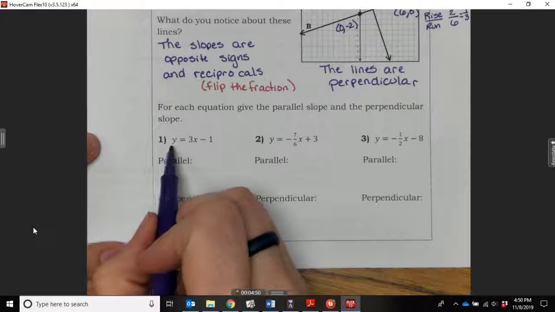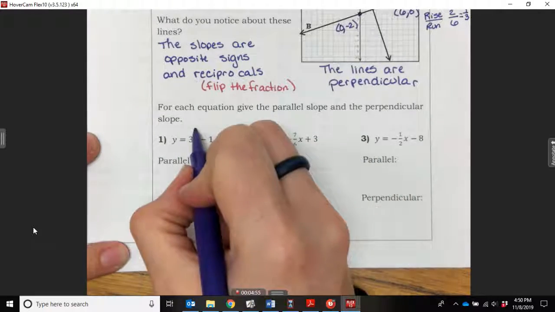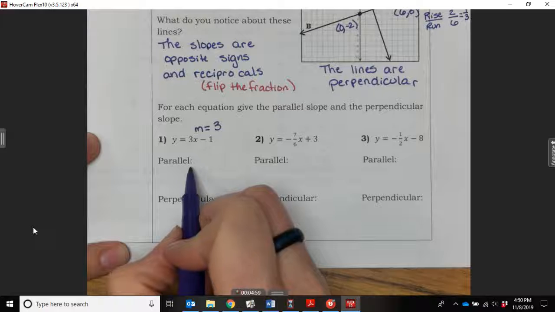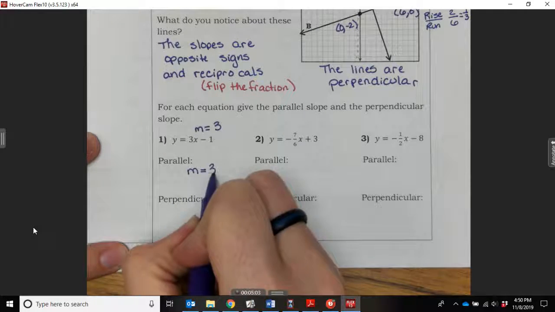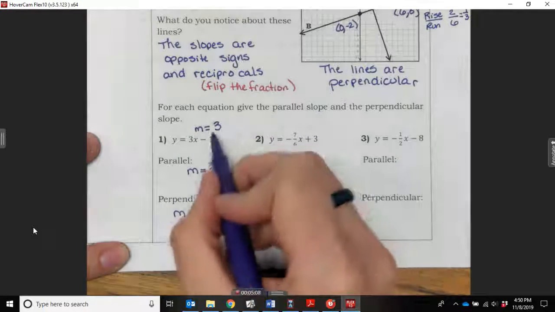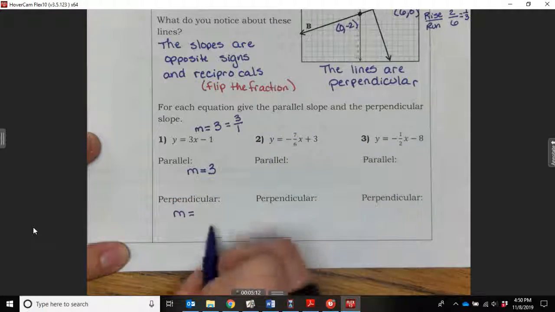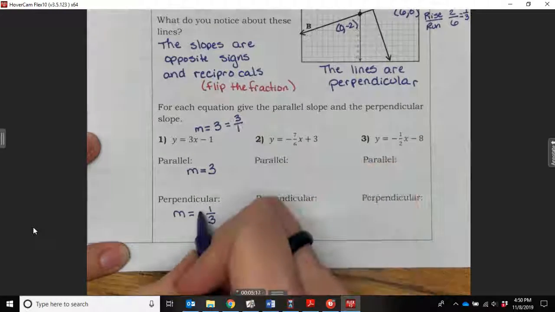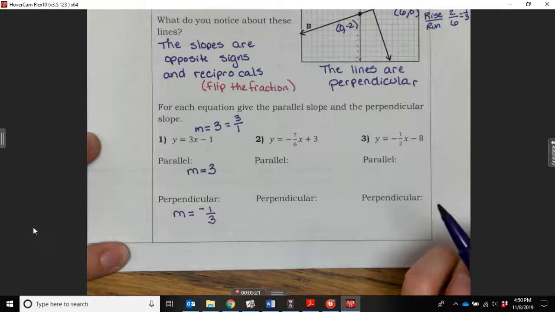So here my equation is y equals 3x minus 1, which means my slope is 3. If I want a slope that is parallel, then my slope would still be 3. And if I want a slope that's perpendicular, I flip it upside down. Remember, this is really like saying 3 over 1. So I flip it upside down and I get 1/3. And then I change the sign. Since it was positive here, it becomes a negative.